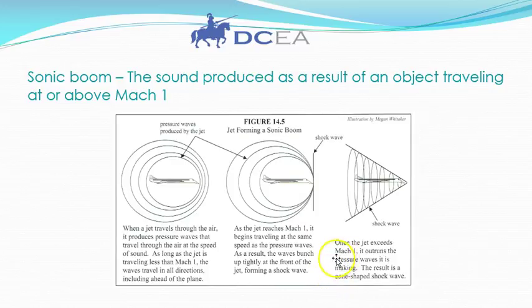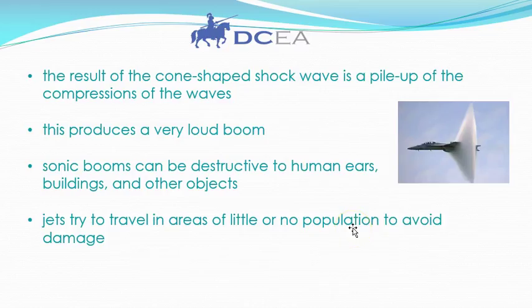Once the jet exceeds Mach 1, it outruns the pressure waves it's making. The result is a cone-shaped shock wave. Take a look at this picture. They're actually illustrating the cone shape as the jet moves faster than Mach 1. The result of the cone-shaped shock wave is a pileup of the compressions of the waves. This produces a very loud boom.